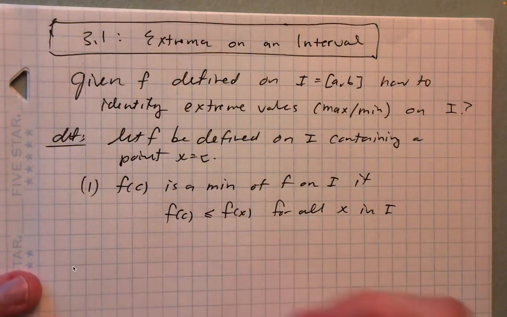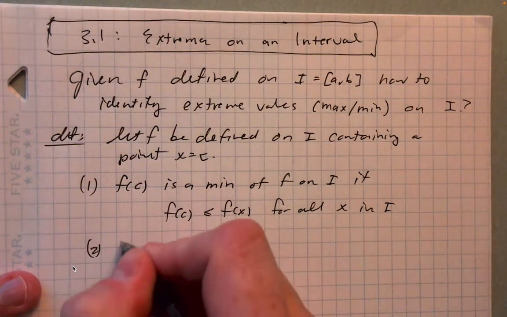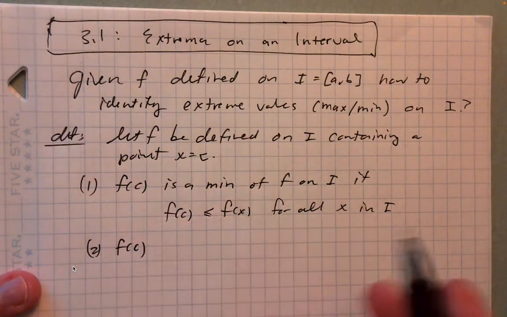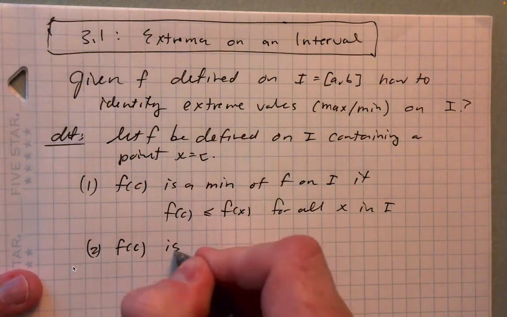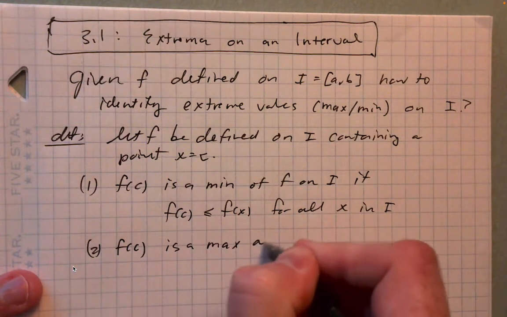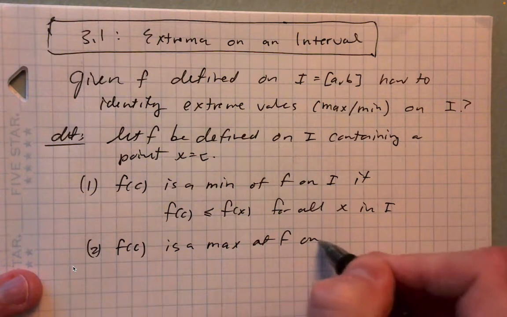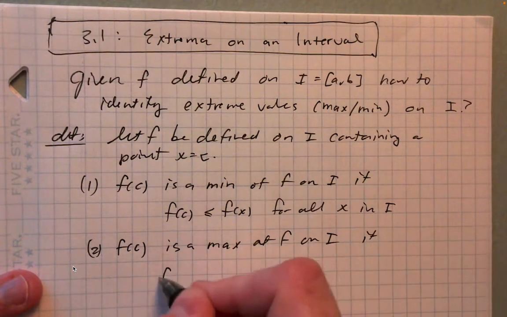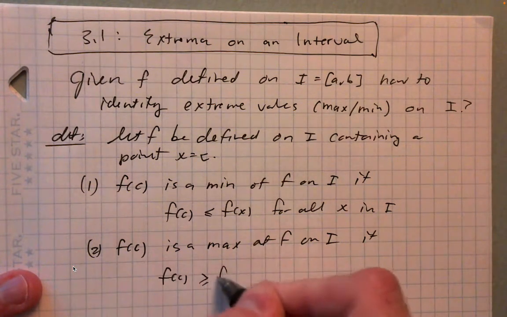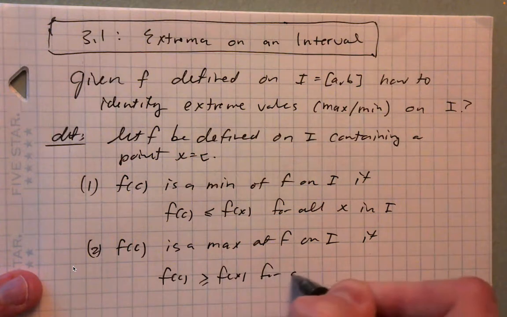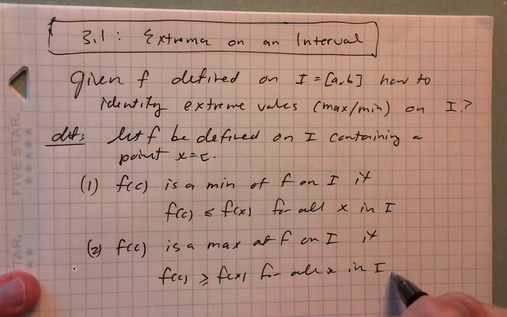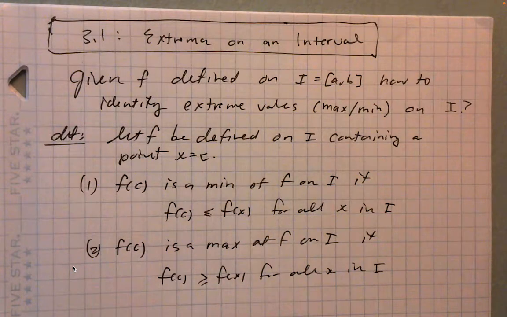All right, and then a max is the same thing, except flip the inequality. So f of C is a max of f on I if f of C is greater than or equal to f of x for all x in I. Okay, so there we go. So this seems all very straightforward, well and good, not a problem.